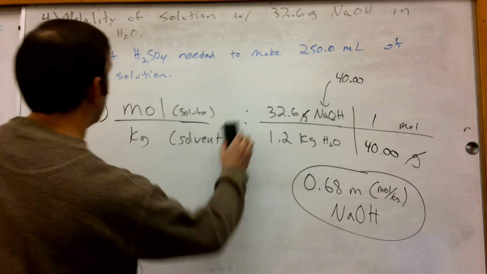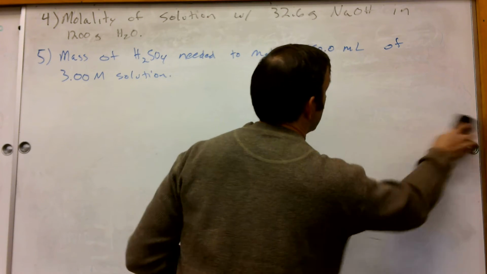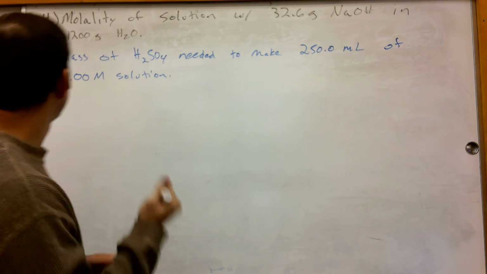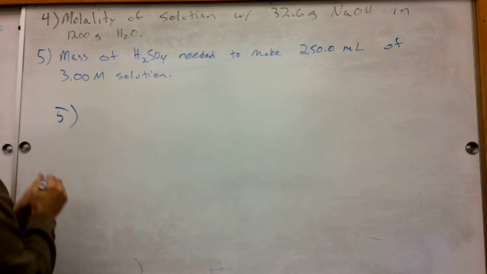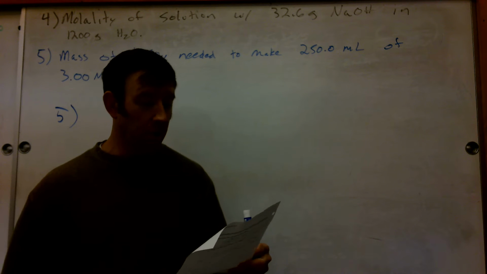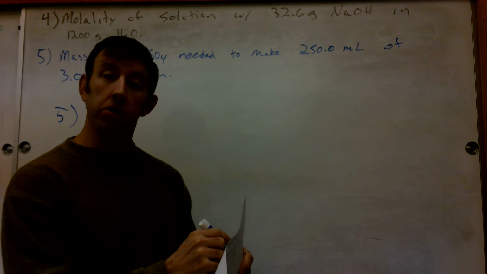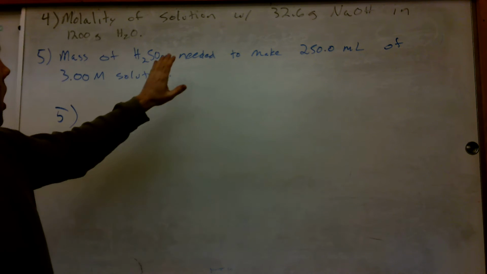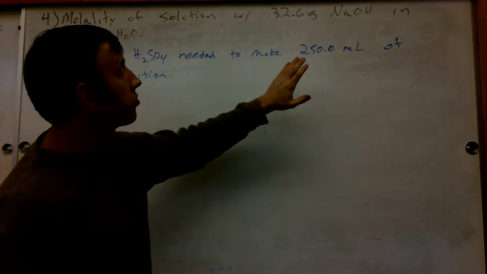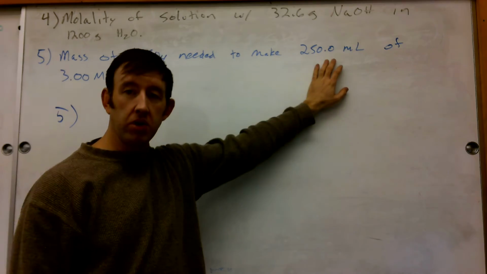Okay, number 5. It states, calculate the mass of H2SO4 needed to make 250 milliliters of a 3 molar solution. All right, so I want to know how much H2SO4 I would need to dissolve into water to make a 3 molar solution, okay, at a volume of 250 milliliters.